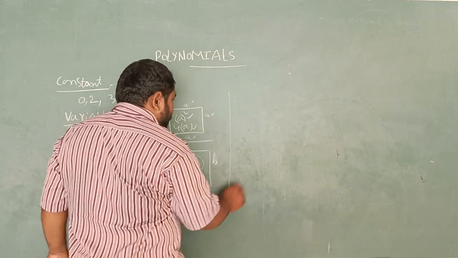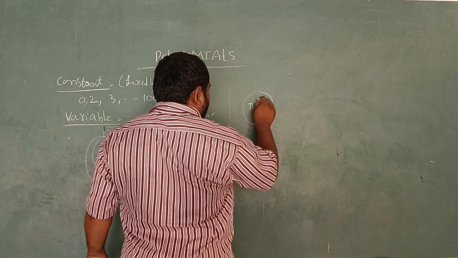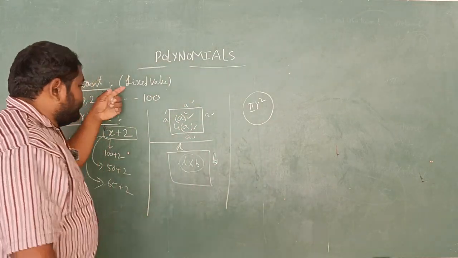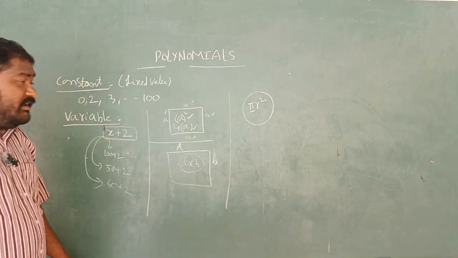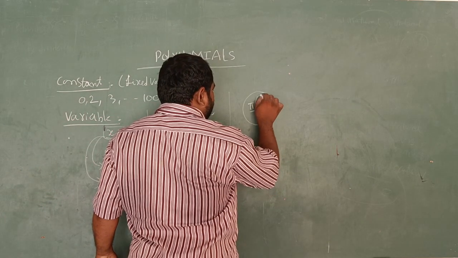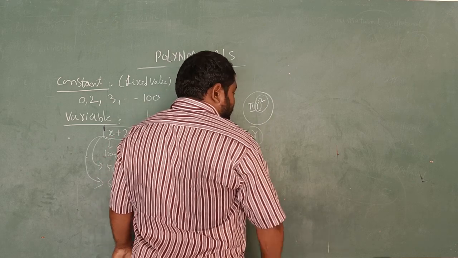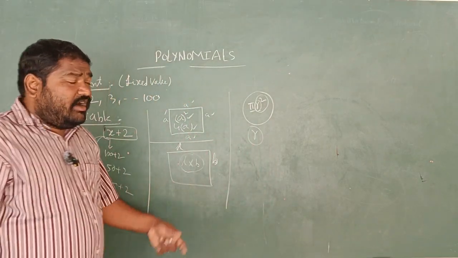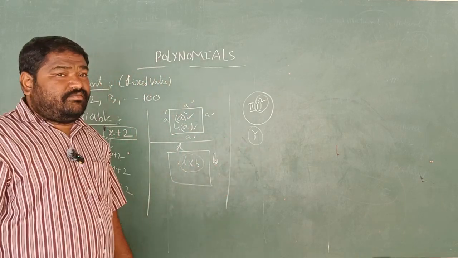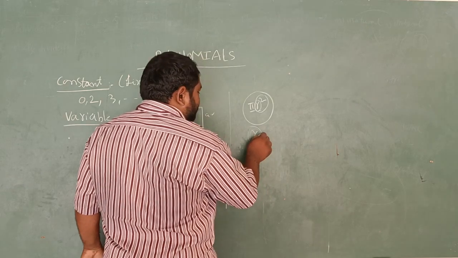For example, the area of a circle is pi r square. Here pi is a constant. Already told you, constant, a fixed value, a symbol which has a fixed value. But here the radius of the circle changes, which means r. R changes from problem to problem, according to the situation, as our requirement. Therefore, here r is a symbol which takes various values.